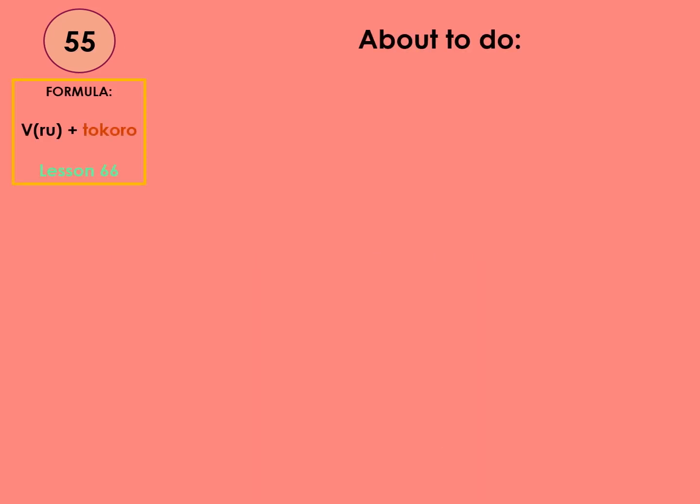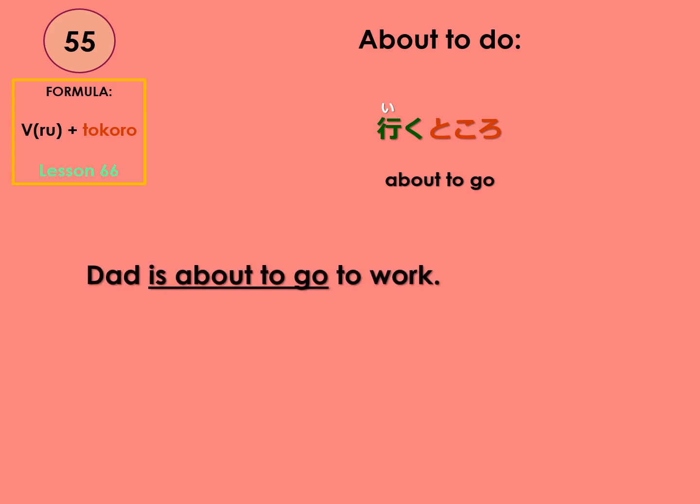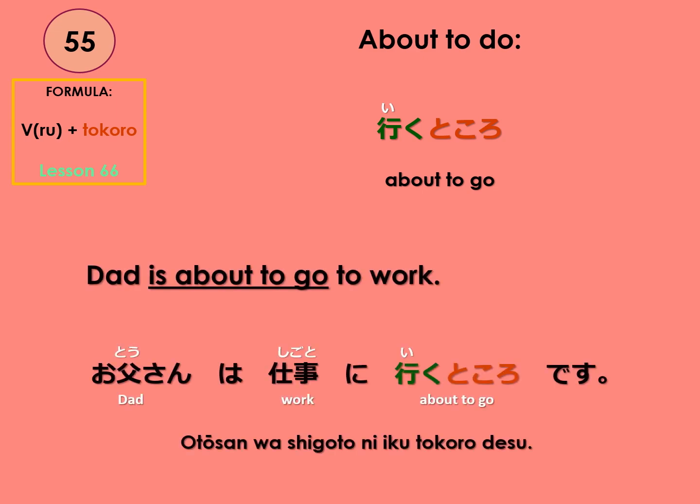55, about to do. Ru tokoro, ru tokoro. Lesson 66. About to go. Iku tokoro, iku tokoro. Dad is about to go to work. Otou-san wa shigoto ni iku tokoro desu.